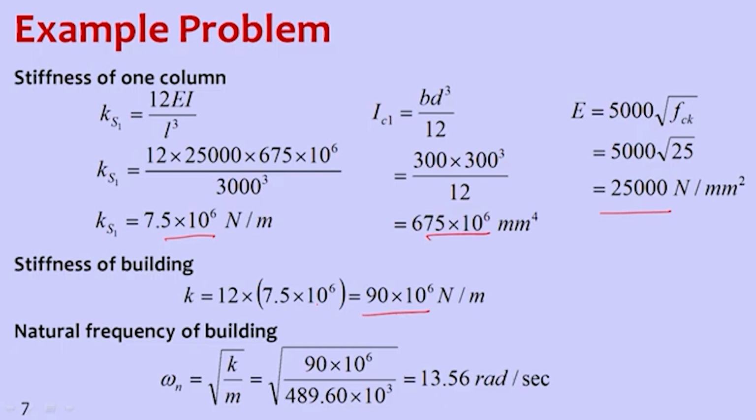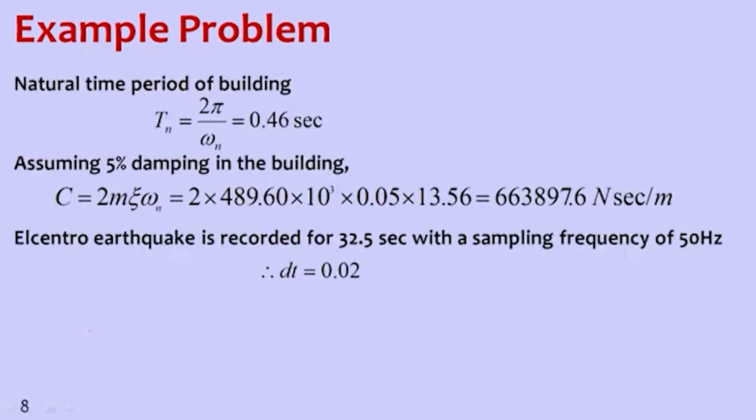So we got the stiffness value and the mass value, m equal to 489.6 into 10 to the power of 3 kg. Using this mass and stiffness, we calculate the natural frequency of the building, which is equal to root over k by m, calculated to be 13.56 radians per second. After completing the calculation of natural frequency, we calculate the natural time period of the building, which is equal to 2 pi by omega n, which is around 0.46 seconds.